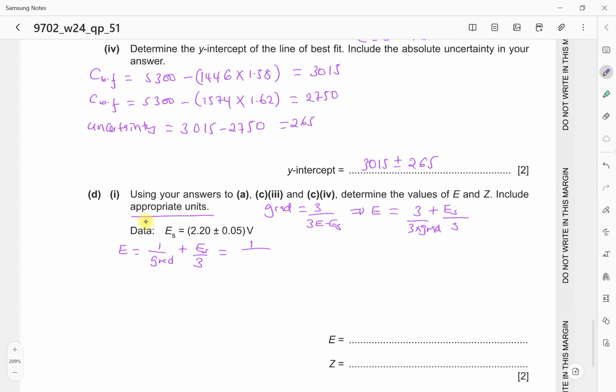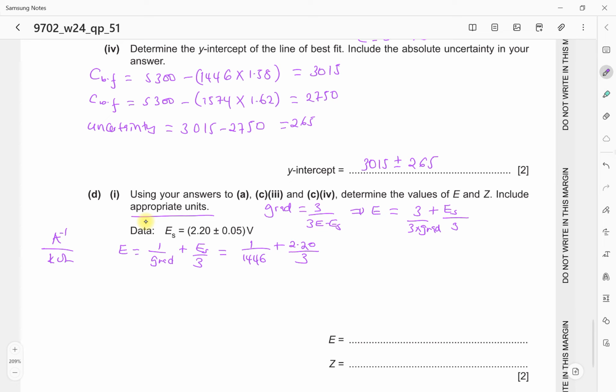So this is 1 over the gradient of best fit, which was 1446, plus, remember this, E_S, which is 2.20, divided by 3. Now remember the gradient, we didn't change the units. The gradient on the vertical, it was ampere, on the y-axis it was kilo ohm. But now ES is in volts.